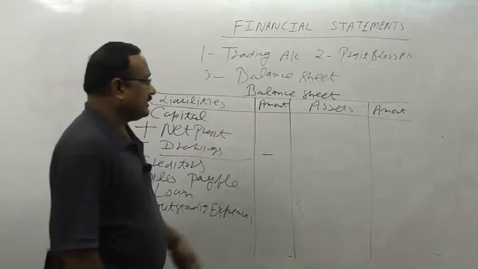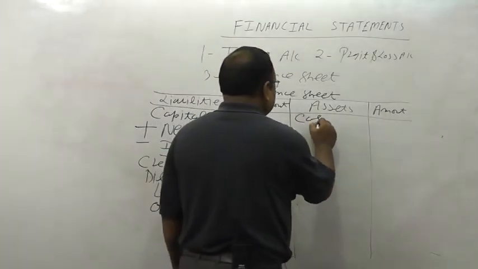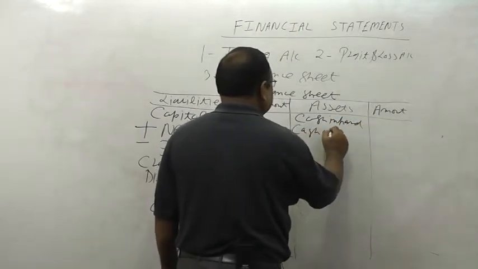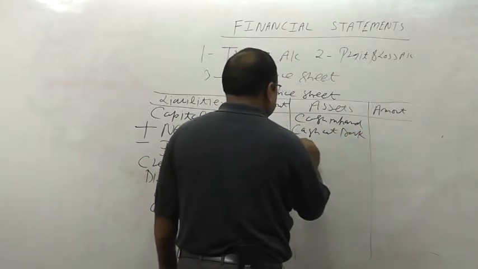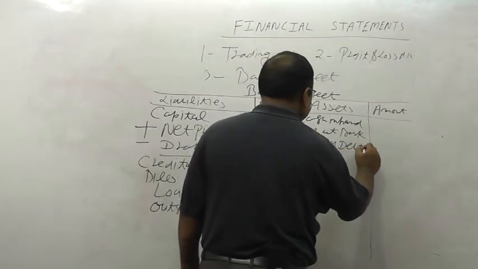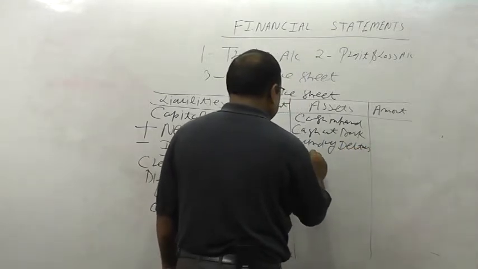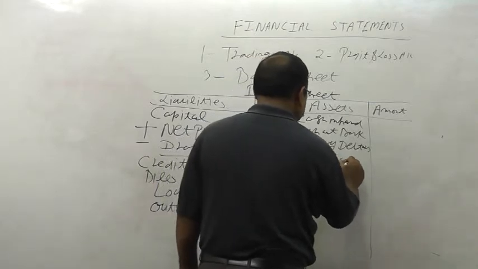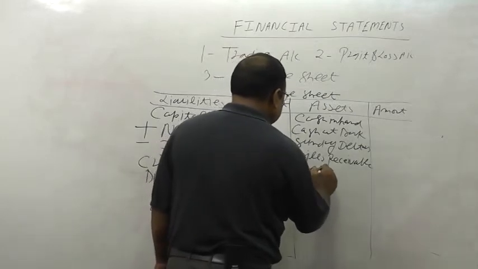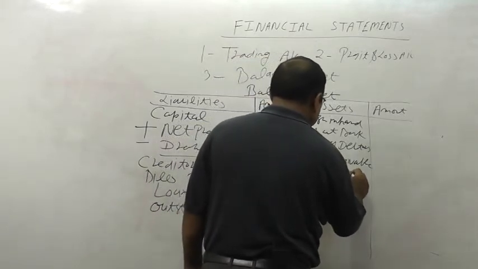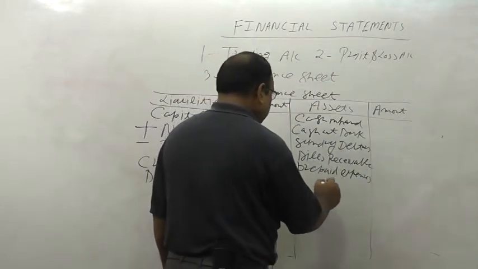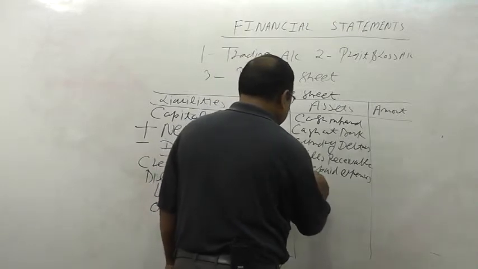And here we will write the assets. Cash in hand, current assets and fixed assets. Cash in hand, cash at bank, sundry debtors, bills receivable, prepaid expenses, fixed assets, all fixed assets will be written here.